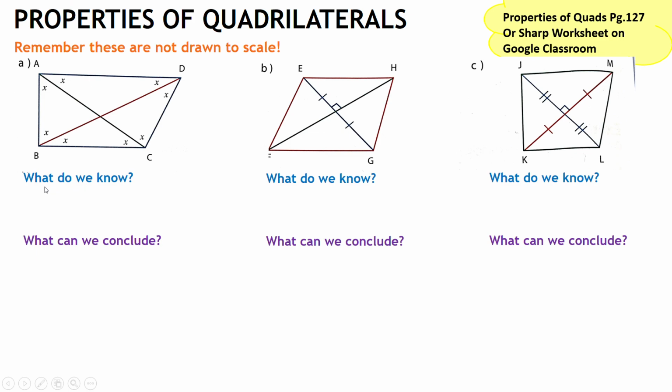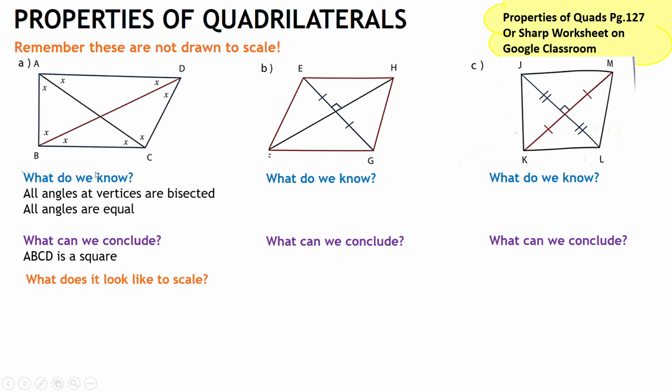So what do we know? We know that all the angles at the vertices are bisected, so they're all cut in half. What else do we know? We know that all of them are equal. There's only one shape where that happens, and that shape is a square. Sorry, so I know that it's a square because there's only one shape where that happens.